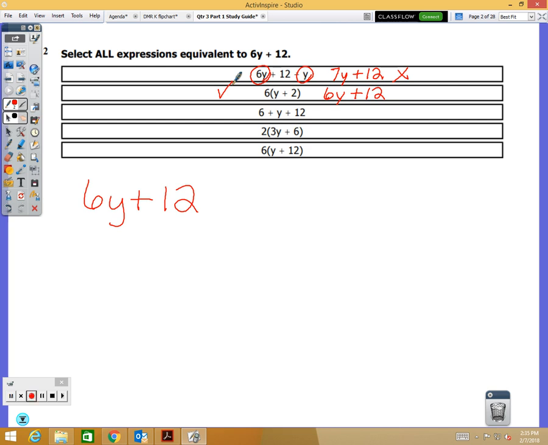In the third choice, you would combine the like terms of 6 and 12, and that would give you y plus 18, which is not the same thing. In the fourth one, you would distribute the 2. 2 times 3y is 6y, and 2 times 6 is 12, so that works. And in the last one, you would be distributing the 6. 6 times y is 6y, and 6 times 12 is 72, and that is wrong. So the two choices you should have made are the second one and the fourth one. Any questions on that?